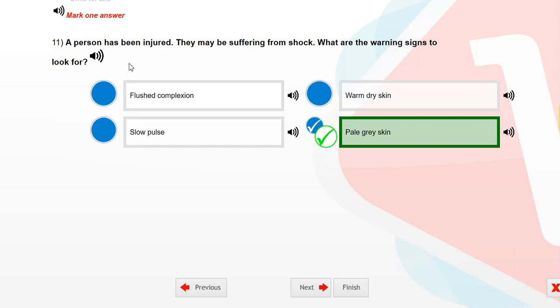A person has been injured. They may be suffering from shock. What are the warning signs to look for?